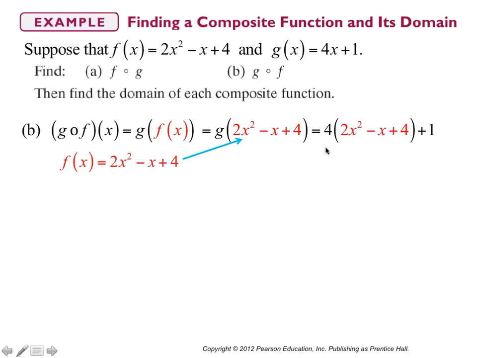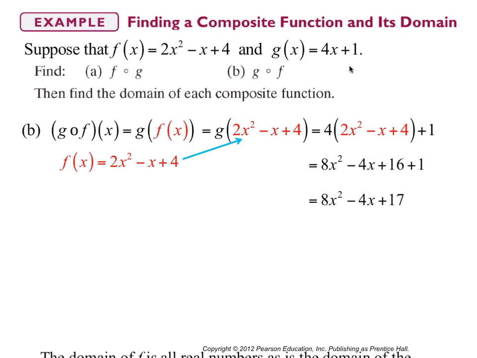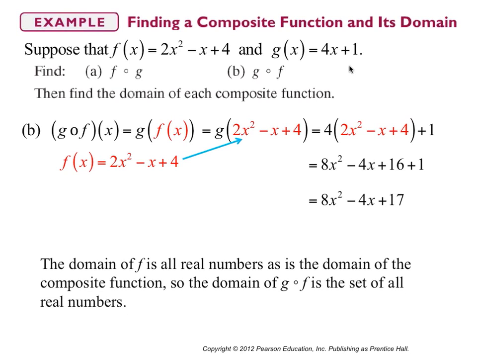So we have 4 times this whole thing. So we have 4 times (2x squared minus x plus 4). And then we still have this plus 1 kind of hanging out here. And we go ahead and distribute. So we get 8x squared minus 4x plus 16 plus 1. And then just like normal, we combine any like terms that we have, which would be our 16 and our 1. So we're left with 8x squared minus 4x plus 17.